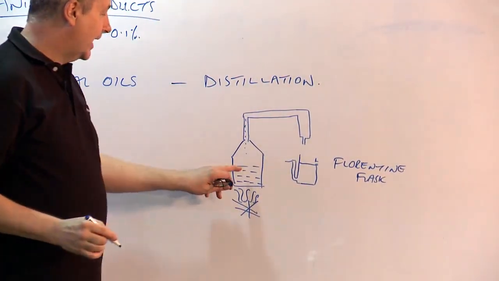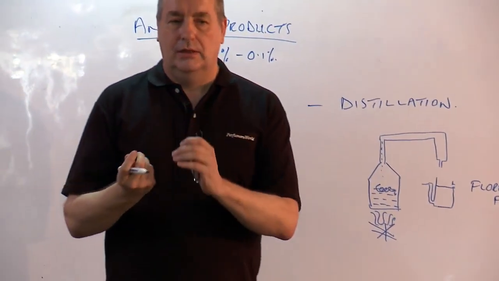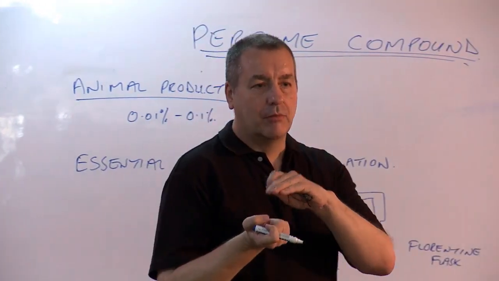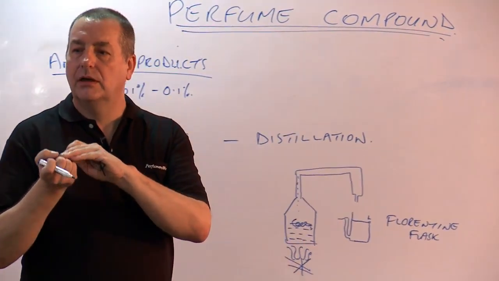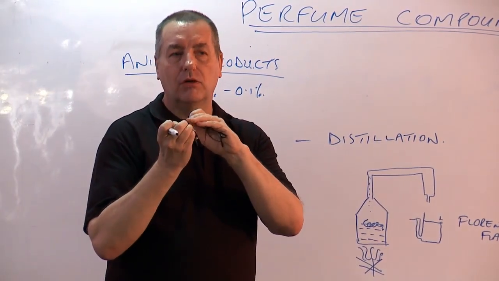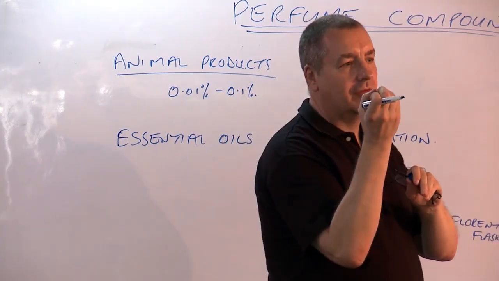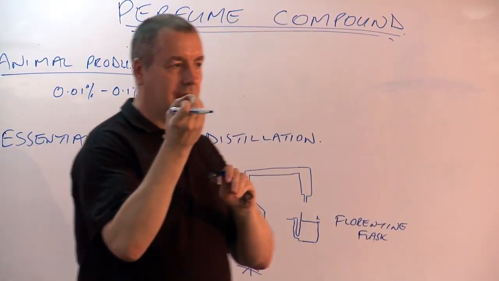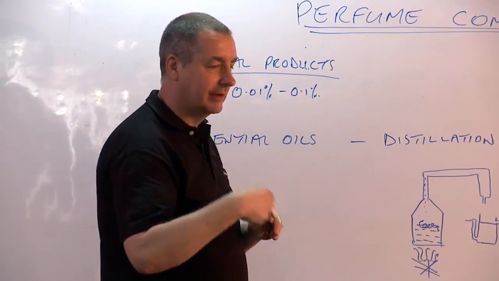So what happens is that the plant material is in the still. The steam breaks the cells open and releases the oil. The oil volatilizes. It doesn't really evaporate, it just goes into very fine droplets. If it evaporated, we would need a temperature much more than 100 degrees centigrade.